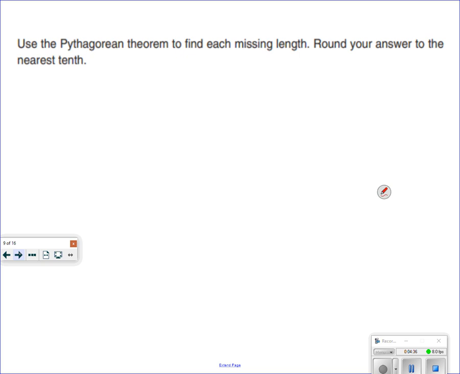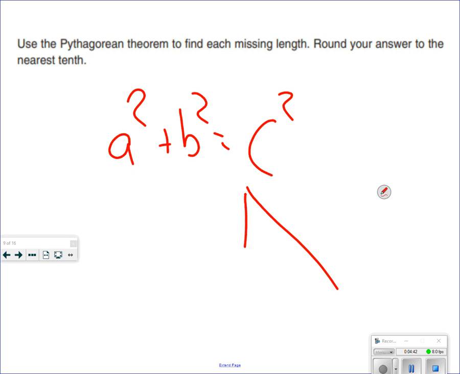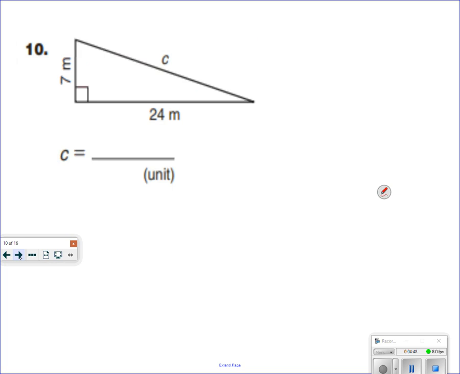Now we're going to use the Pythagorean Theorem. So that is a squared plus b squared equals c squared. And this is our slant on the triangle. Here's your c, here's your a, here's your b. This is a right triangle. Moving on. Let's take a look here.